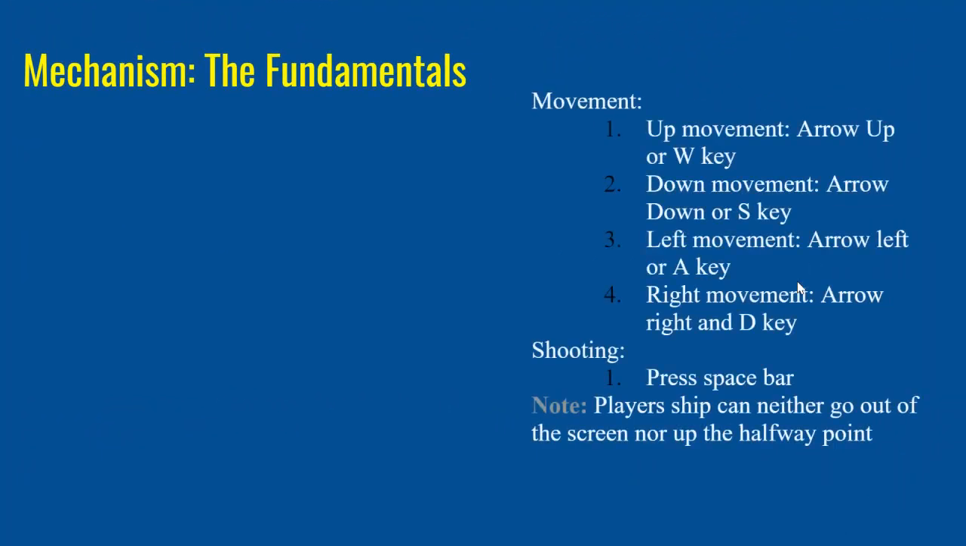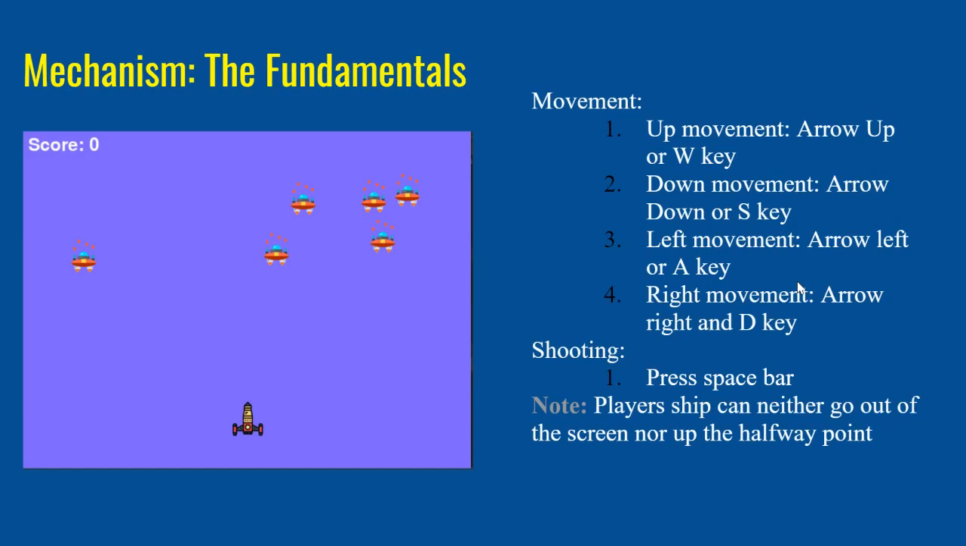Now let's look at the mechanisms, the fundamentals actually. So movement. How do we go up, down, left, or right? For the up movement, you just press arrow up, or W key. For down movement, you press arrow down, or S key. For left movement, you press arrow left, or A key. For right movement, you simply press arrow right, or D key. And for shooting, just simply press the space bar.